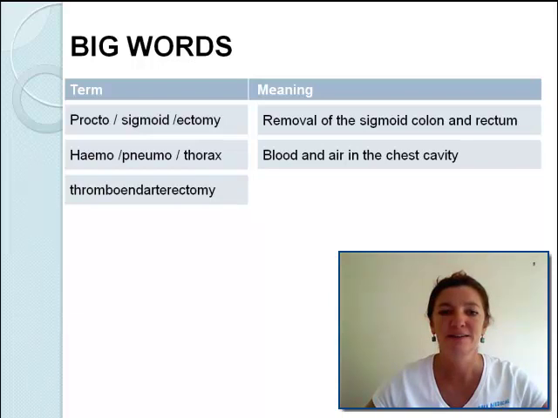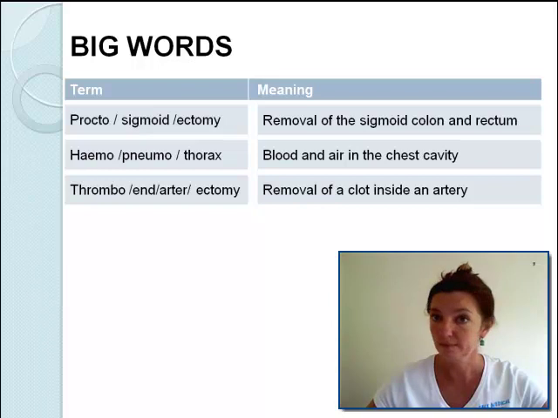Thromboendarterectomy. Where are the breaks in this one? There they are. Thrombo, end, arter, ectomy. We know that ectomy is removal of. Arter is artery. End is the prefix for inside. And thrombo is our clot. Therefore, it's a removal of a clot inside an artery.